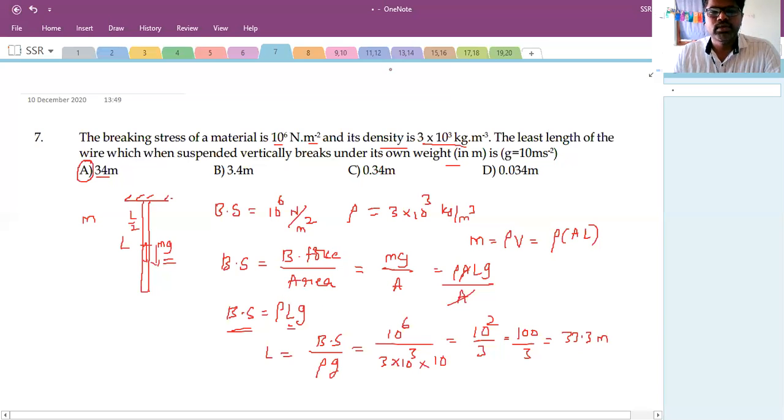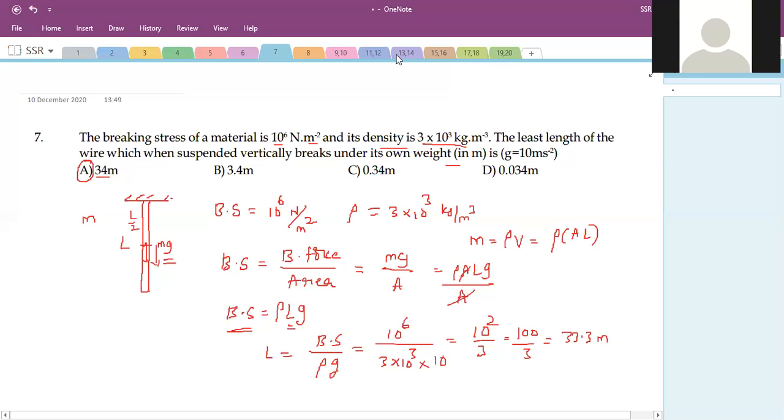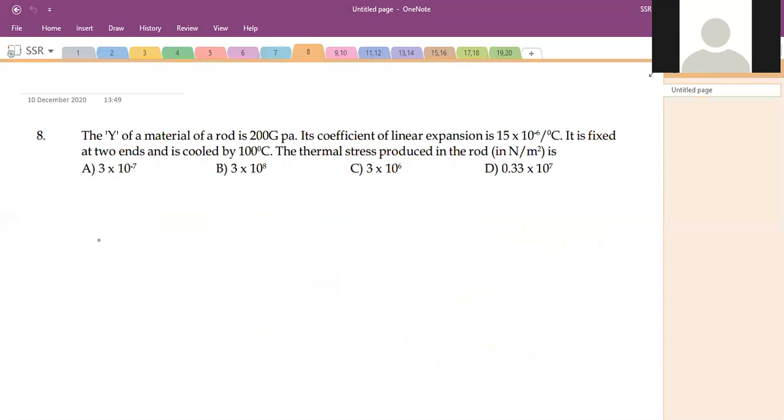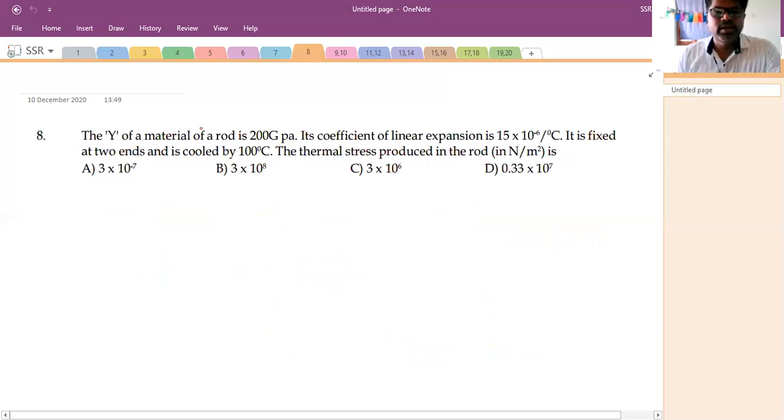Yes, sir. Next, we'll go to the 8th question. The Young's modulus of a material is 200 gigapascal. 200 giga means 200 into 10 power 9, and Pascal means Newton per meter square. So 200 into 10 power 9 is 2 into 10 power 11 Newton per meter square. That is the Young's modulus.